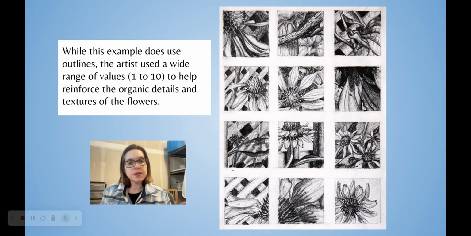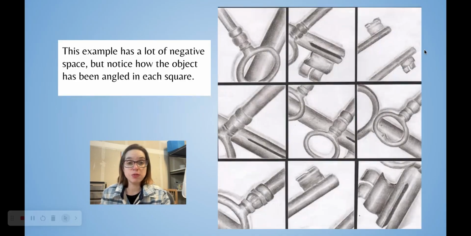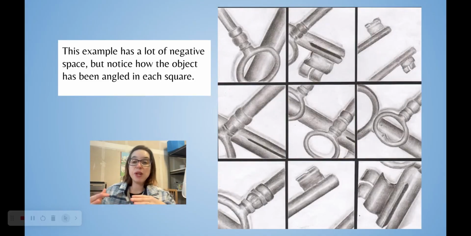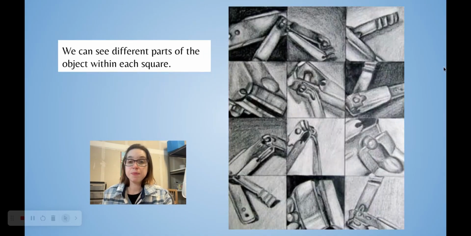So yes, the shading does rely on outlines. We don't want that. But the artist did use a wide range of values, a value of 1 to a value of 10, to help reinforce the organic details and the textures of the flowers. This example does have a lot of negative space, which we want to avoid, but notice how the object has been angled in different ways within each square. And even in this one, we can see different parts of the object within each square.